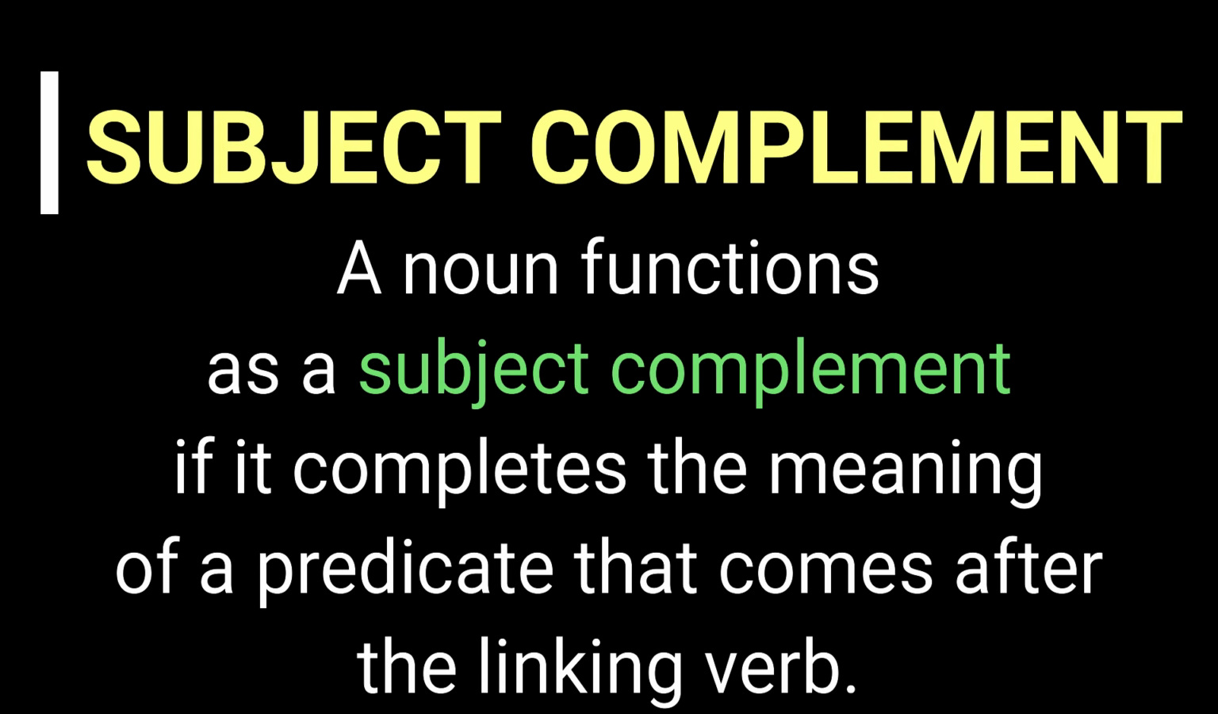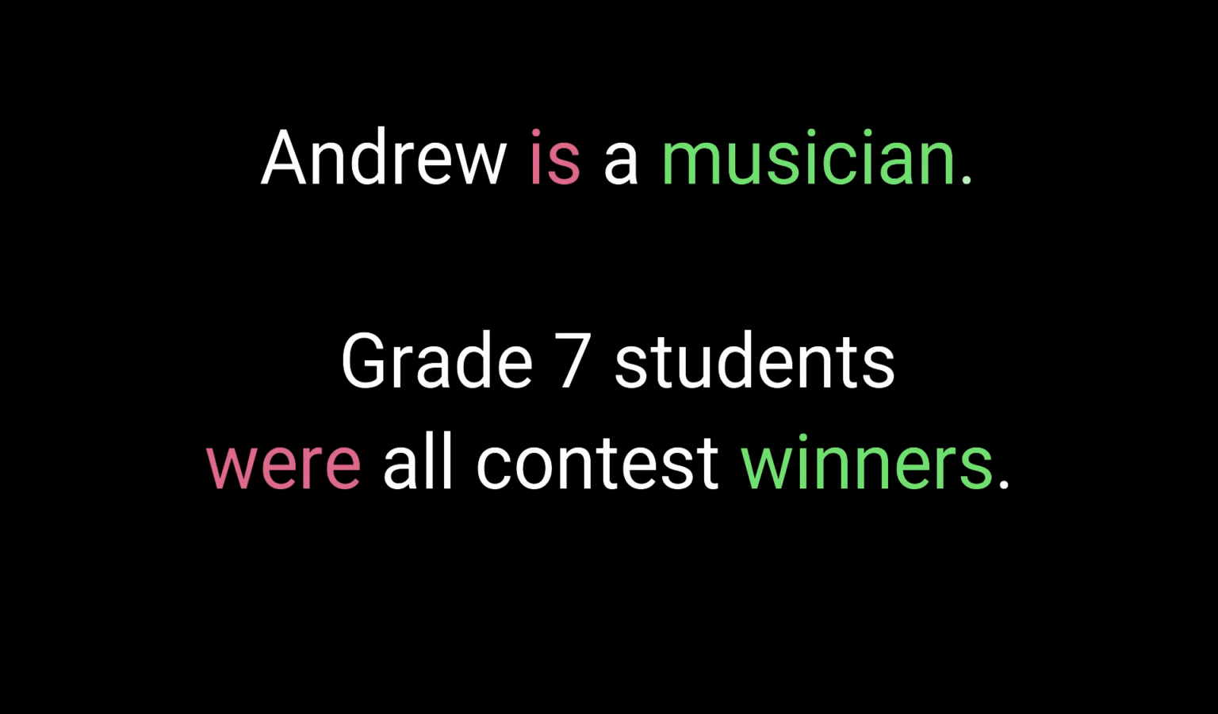A noun functions as a subject complement if it completes the meaning of a predicate that comes after the linking verb. Andrew is a musician. Musician is a noun that complements Andrew, and it comes after the linking verb is. Grade 7 students were all contest winners. Winners is a noun that complements students, and it comes after the linking verb were.